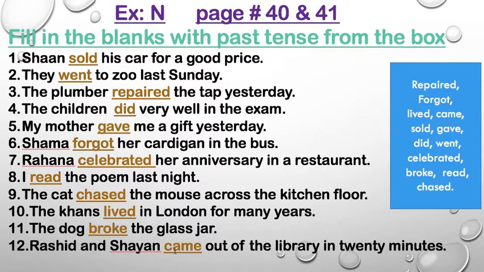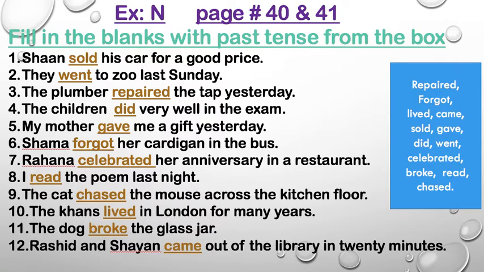Rashid and Shayan dash out of the library in 20 minutes. Came out of the library. Came, what is the present form? Come. Come is changed into came in order to make it into a past tense. So this is also an irregular verb. So students, I hope you all understood this.